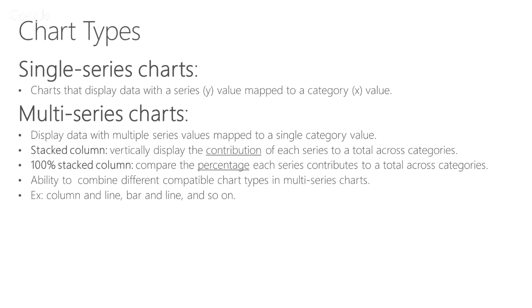So you can also combine different chart types as well. If you have a multi-series chart and you want to have a column chart and a line, with the bar and the line on the same chart, you can also do that. And we'll get into some examples here in a minute.